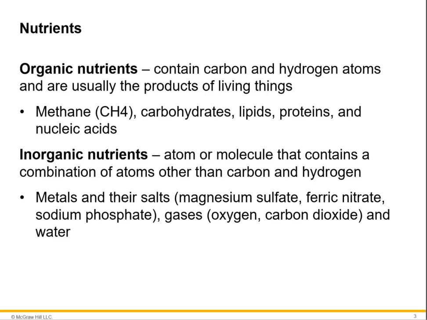And then we can also talk about nutrients based on what they're composed of. So for example, organic nutrients, these are going to contain carbon and hydrogen, okay? Inorganic nutrients, on the other hand, are going to be any nutrients that have a combination of elements other than carbon and hydrogen. So for organic nutrients, it's going to be like methane, any kind of carbohydrates, lipids, proteins, any biomolecule is going to have carbon in it. And then your inorganic nutrients are going to be things like metals, their salts, gases, and of course water.